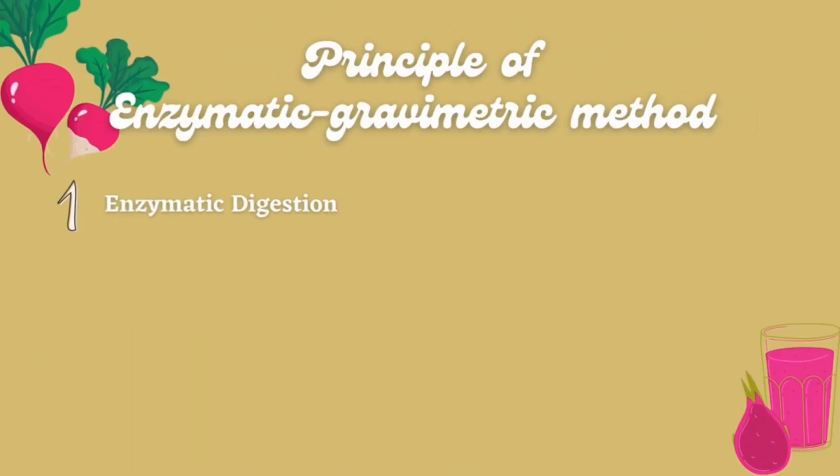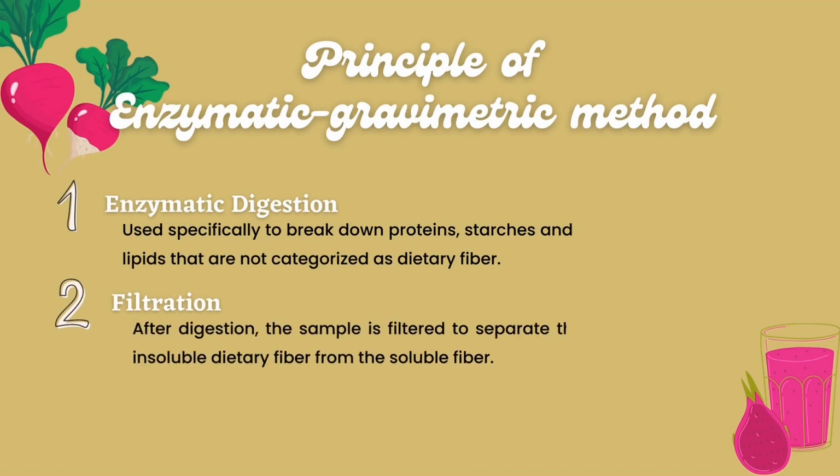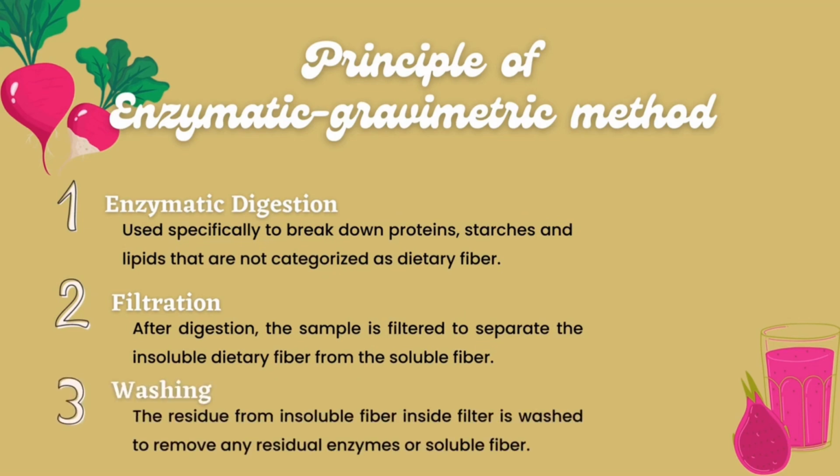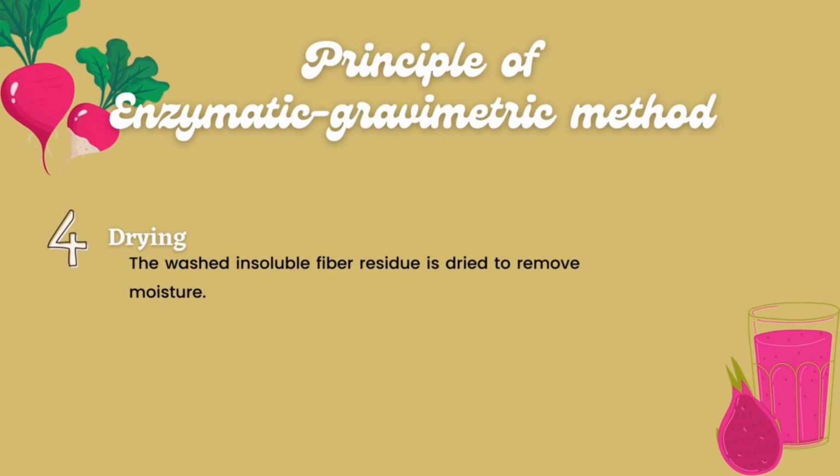The enzymes are used specifically to break down proteins, starches, and lipids that are not categorized as dietary fiber. Secondly, filtration. After digestion, the sample is filtered to separate the insoluble dietary fiber from the soluble fiber. Next, washing. The residue of insoluble fiber inside the filter is washed to remove any residual enzymes or soluble fiber. Then, drying. The washed insoluble fiber residue is dried to remove moisture.